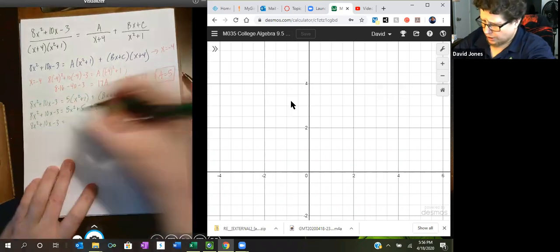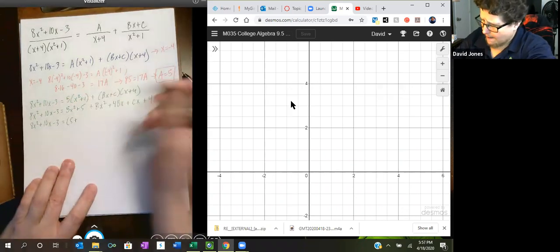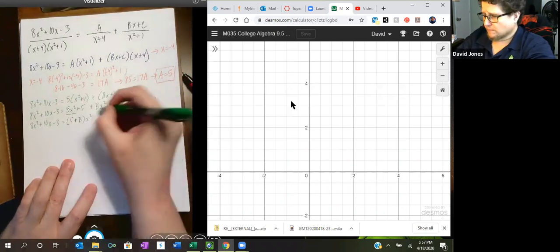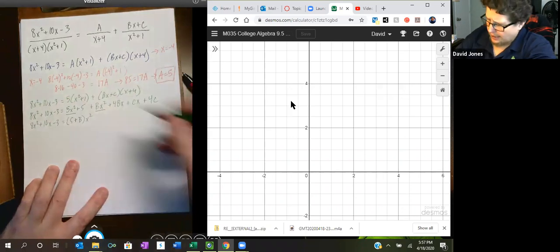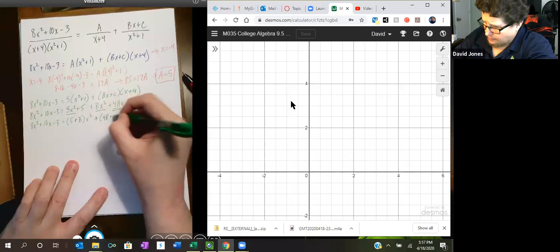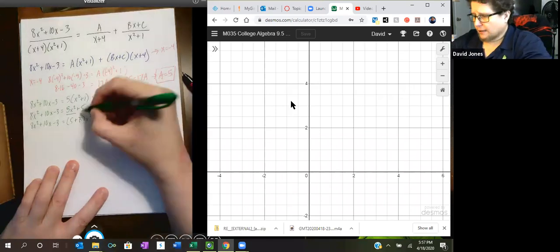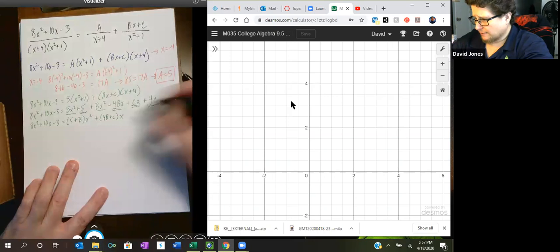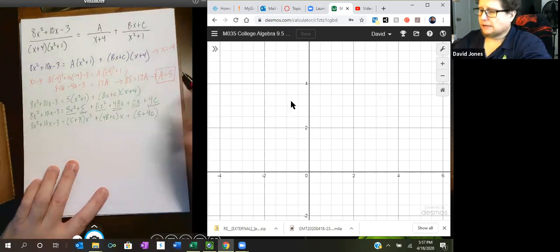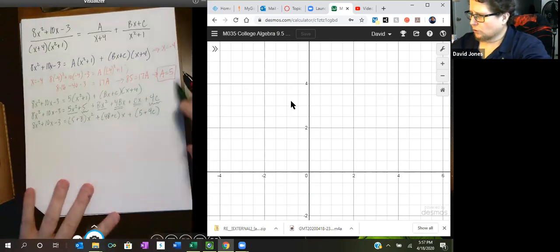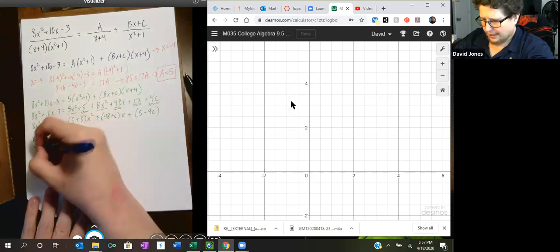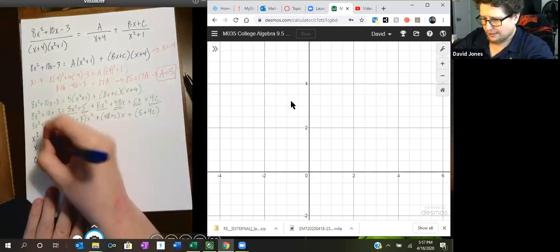My x squared terms are 5 plus b x squared. My x terms are 4b plus c. And my constants are 5 and 4c. So now we'll equate coefficients. We got our x squared, our x, and our constant terms.